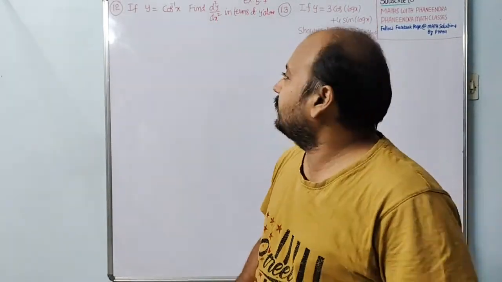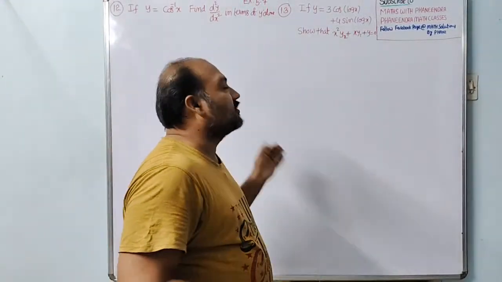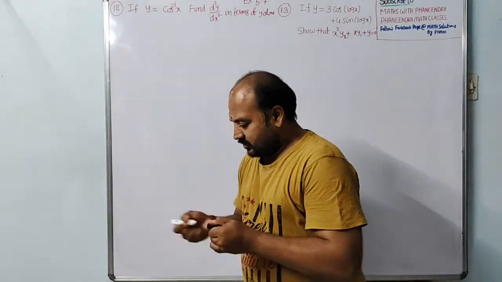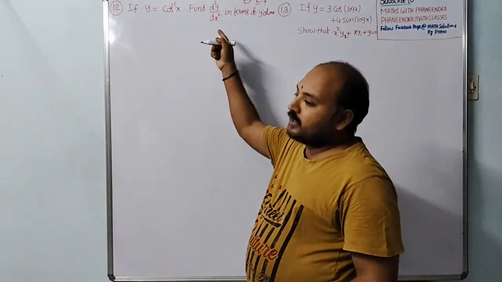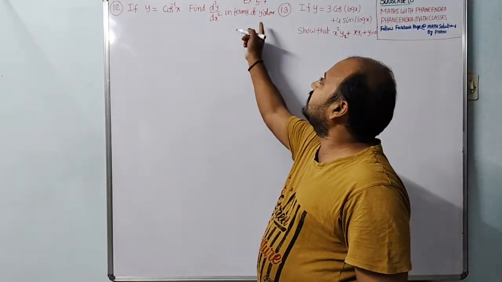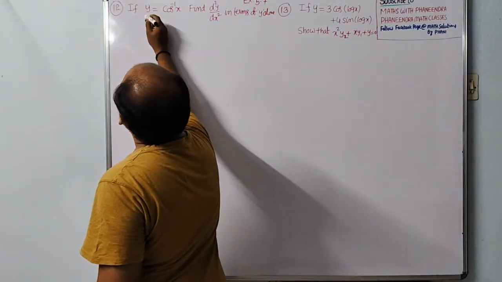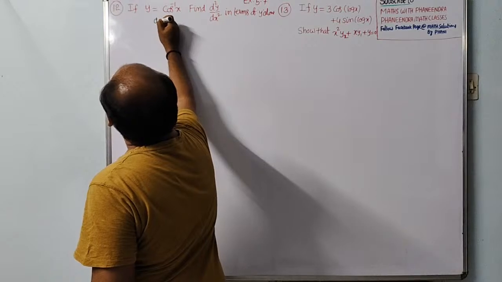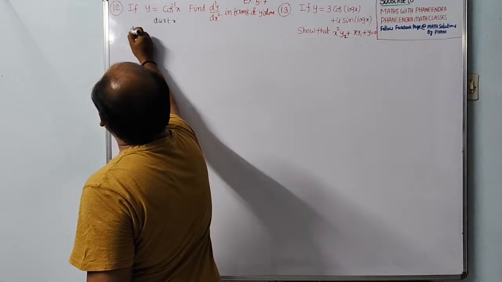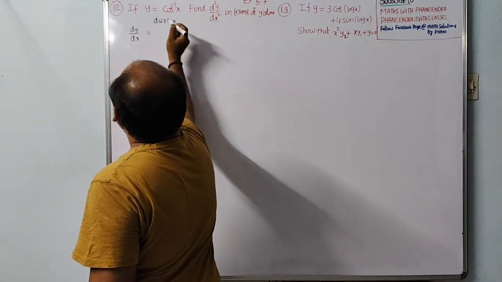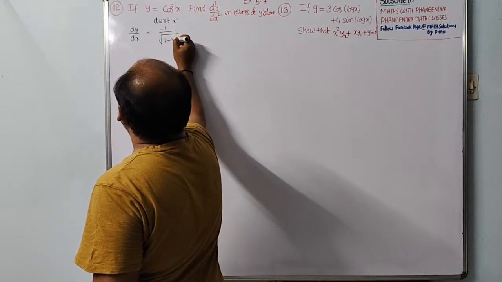I hope you understand. This is the second video of the 5.7 exercise NCERT questions. Question number 12: if y equals cos inverse x, find d square y by dx square in terms of y alone. So first, y is equal to cos inverse x. Differentiate with respect to x. So dy by dx is equal to the derivative of cos inverse x, which is minus 1 by root of 1 minus x square. Okay, dear students?